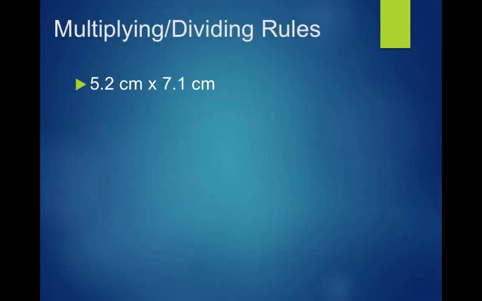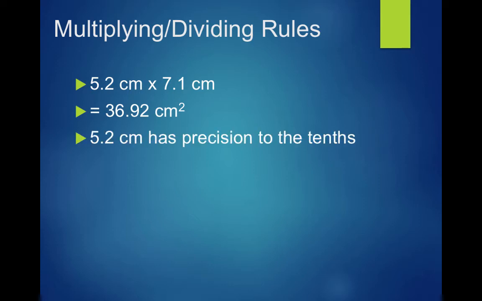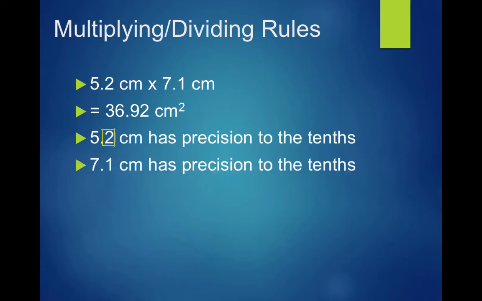Multiplying and dividing rules. Let's multiply 5.2 centimeters with 7.1 centimeters. If we plug these into our calculator, we get a value of 36.92 centimeters squared. Now looking at these numbers, we see that 5.2 centimeters has precision to the tenths. 7.1 centimeters also has precision to the tenths. Multiplying these two numbers gives us more precision, 36.92 to the hundredths.